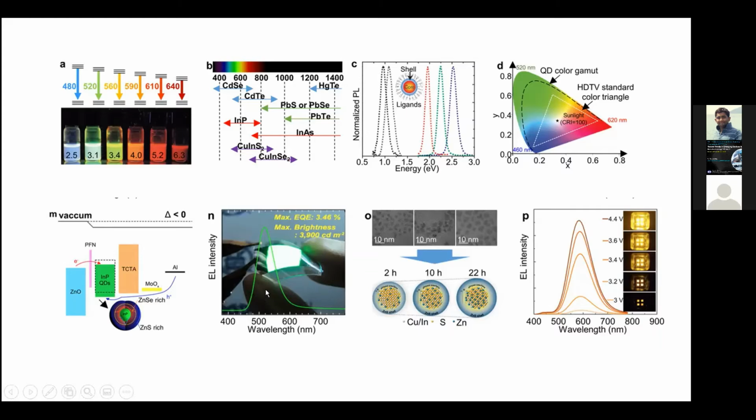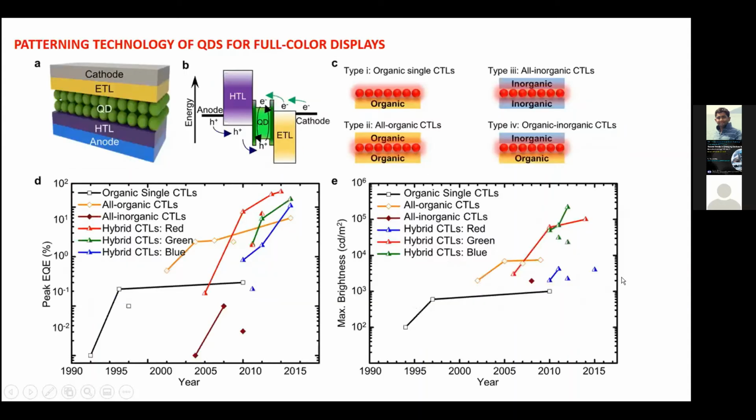And you can see the EL intensity, the peak, and the spectra of the EL, the electroluminescence. It's a very nice shape. And here also, if you apply different voltages, you can see its brightness increases, and it's a pure color emission. So this is another example of improving the color display.